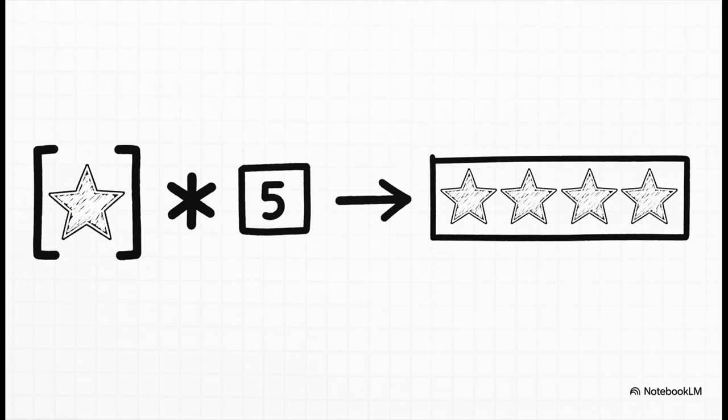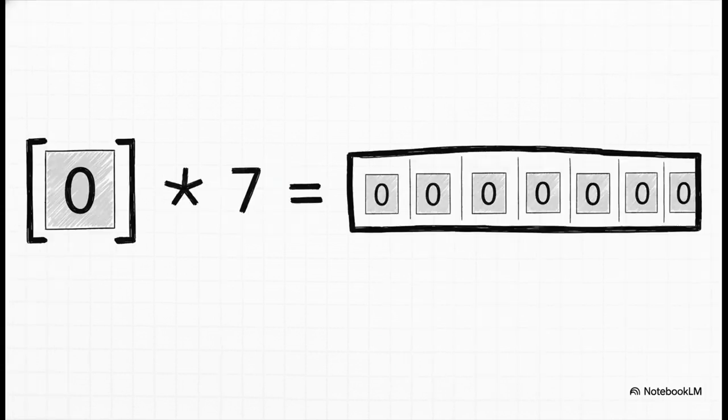Now for a really neat shortcut. What if you need a list that's just the same item over and over and over again? Well, instead of typing it all out, you can use a little math trick with the multiplication symbol. So in this line of code, we're basically telling Python, hey, give me a list with the number 0. And do that 7 times. And just like that, you get a list with 7 zeros.